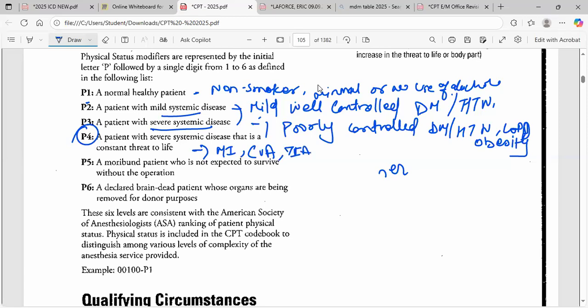TIA also. And let's say ongoing cardiac ischemia, valve dysfunctions, reduction of the ejection fraction, which will lead to heart failure, sepsis, any acute respiratory distress, any end stage renal disease. And if the patient has end stage renal disease and is not going for the scheduled dialysis, then we are going to consider this a severe systemic disease that is a constant threat to life.